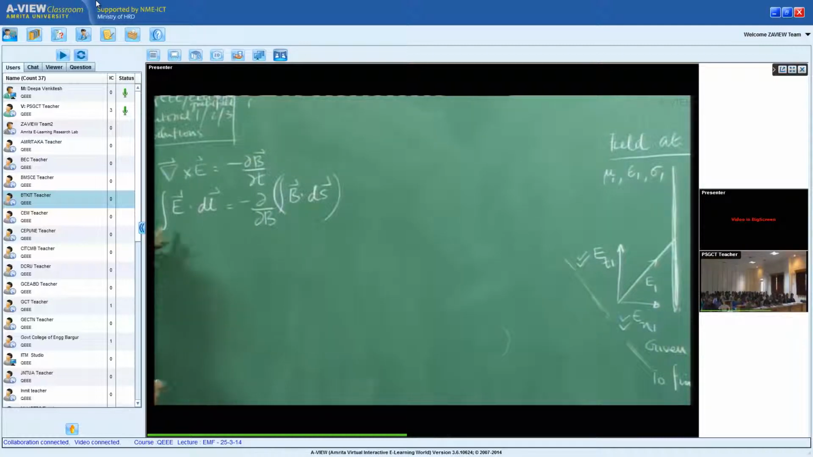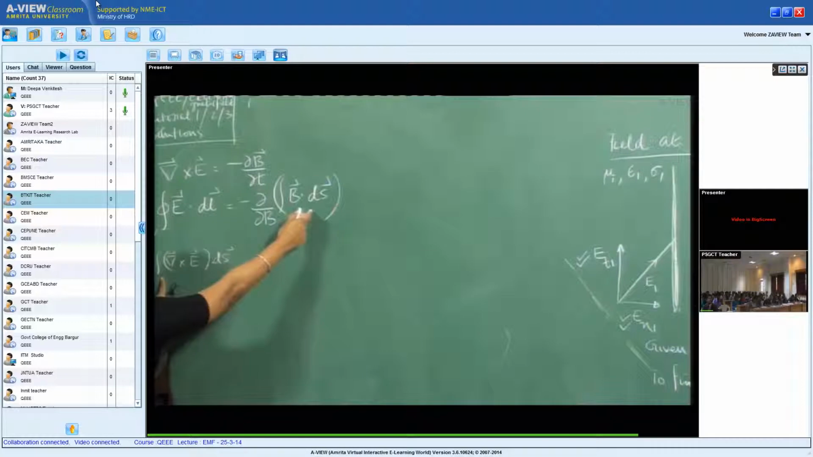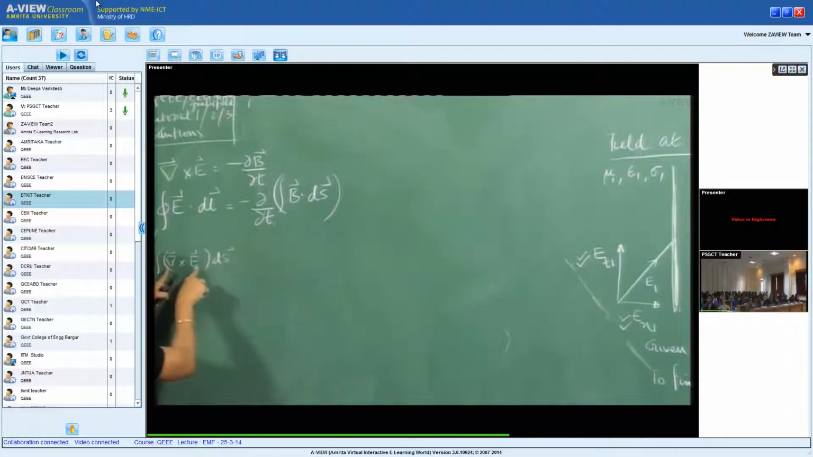Because it is this closed loop integral of E dot dl, this is what we replaced using Stokes theorem. We use Stokes theorem and write this as a surface integral of curl E dot ds. And then you had B dot ds del t. And so you wrote curl of E is minus del B by del t.